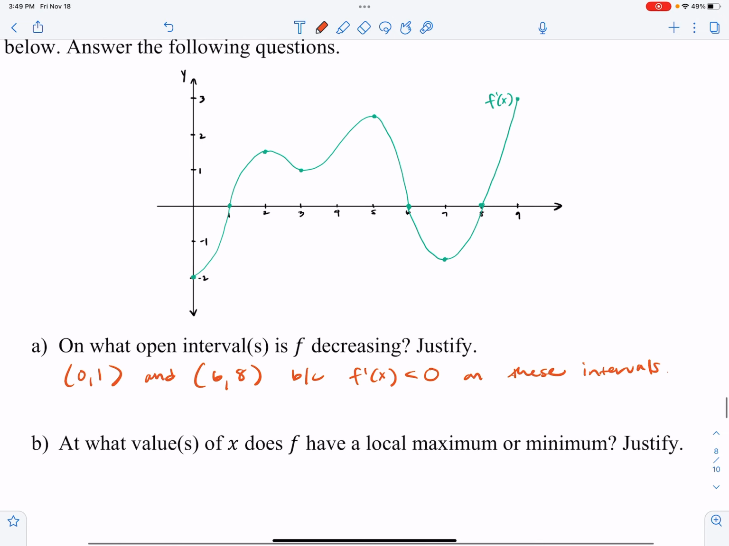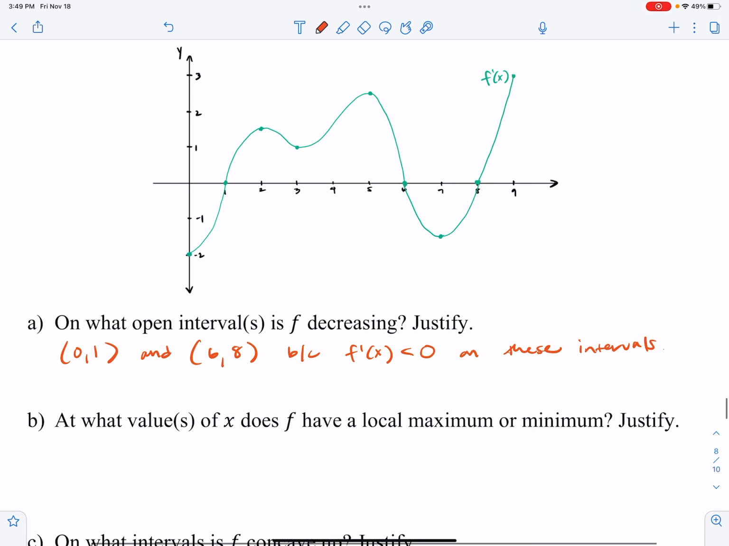And if we were being asked where f was increasing, then we would say from 1 to 6 and from 8 to 9, because f prime is greater than 0 on those intervals. Okay, the next question asks us, at what values of x does f have a local maximum or minimum? Well, local extrema only occur at critical numbers. And critical numbers occur wherever the derivative is equal to 0 or undefined.